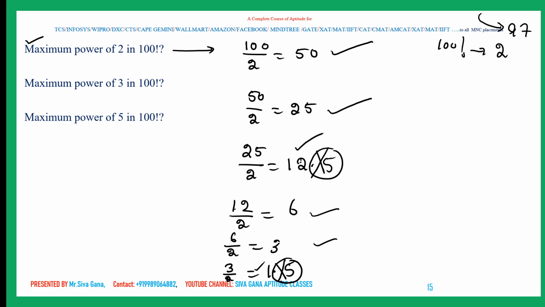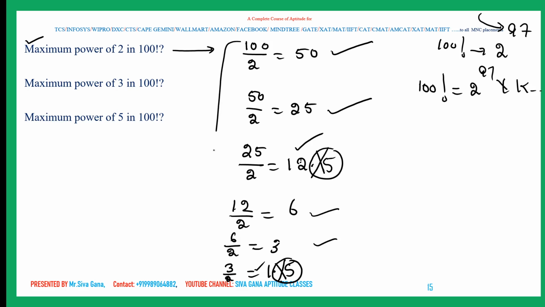It does not mean that the 100 factorial value is 2 power 97. That is not our meaning, that is not our intention. Saying that the 100 factorial value is equal to 2 power 97 is an absolute blunder. The maximum power of 2 in 100 factorial is 97, that's all. 100 factorial is equal to 2 power 97 into something else. There will still be another term. Right?